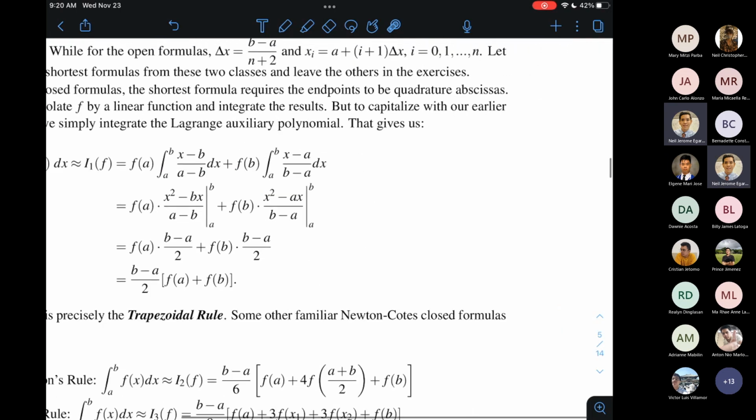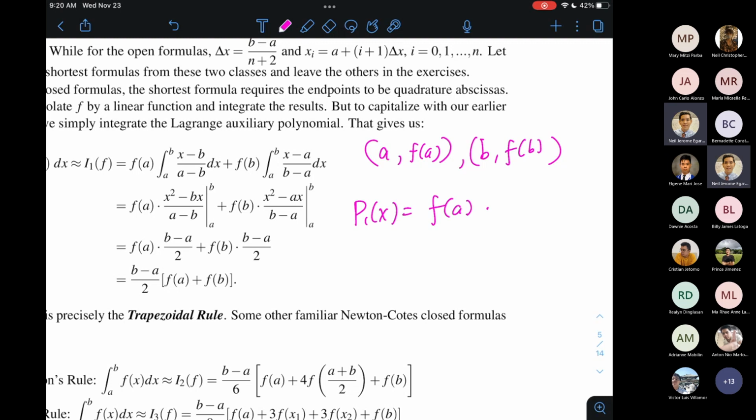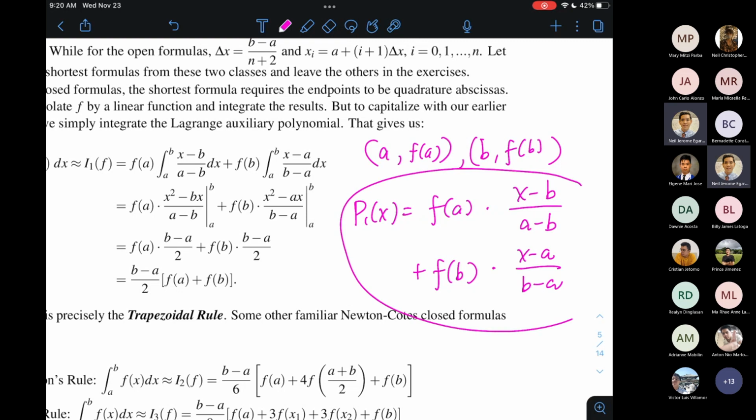Tapos kung matatandaan nyo, kapag meron akong dalawang data points, a, f of a, tapos b, f of b, you'll get the interpolating polynomial, p sub 1 of x, which is basically f of a times (x minus b) over (a minus b), plus f of b times (x minus a) over (b minus a). Ito yung Lagrange form ng interpolating polynomial. So here are your function values at saka linear lamang yung mga Lagrange basis polynomial kasi degree 1 lang dapat si p sub 1. Okay?